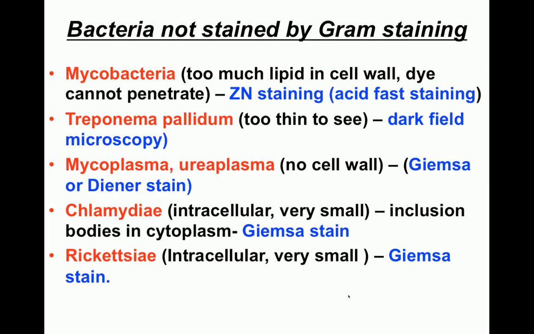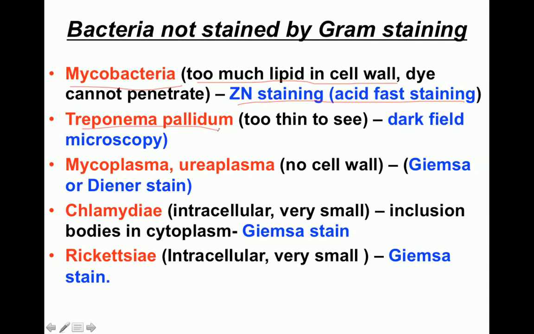Now, one of the important examination questions is, why aren't some bacteria stained by the gram method? There are certain bacteria which do not pick up gram stain. What is the reason behind it? For example, we have talked about Mycobacterium or tuberculosis. Why isn't it stained by Gram's method? It is because it has a waxy layer around it. It has too much lipid in the cell wall and the dye cannot penetrate, and that is why we are using acid fast stain.